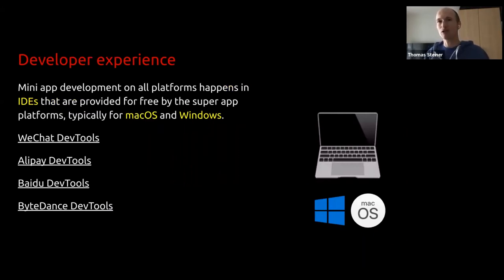Up next is the big topic of developer experience. Mini apps are not developed just like regular web applications in, I don't know, Visual Studio Code or something. For mini apps, you download an IDE that is provided by the super app provider. If you have the slides downloaded, the underlined words are links. So you can have the WeChat DevTools, Alipay DevTools, Baidu DevTools, or ByteDance DevTools and download them to your computer. They're typically available for macOS or for Windows. Obviously, everything is in Chinese, or almost everything is in Chinese. So if you have an app like Google Translate that can scan your screen, this is very helpful for getting around.